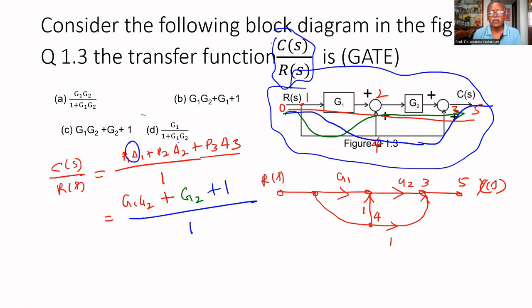Delta 1, delta 2, delta 3 are loop gains for the part of the graph which is not touching the forward path. That is not there. Therefore, 1, 1, 1. Therefore, G1, G2 plus G2 plus 1 is the answer. Therefore, B is the answer. Don't draw the signal flow graph in the examination. Visualize.